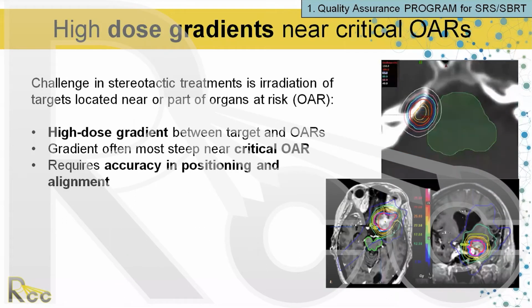So again, one of the parts that makes stereotactic such an important, critical thing to get right is that it has high dose gradients, and those are often right next to a critical organ at risk. That makes the accuracy in positioning and alignment critical. Here is another example where you're right next to the optic chiasm and the brainstem.